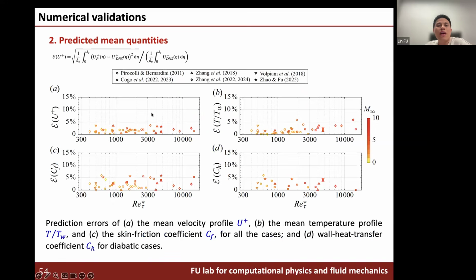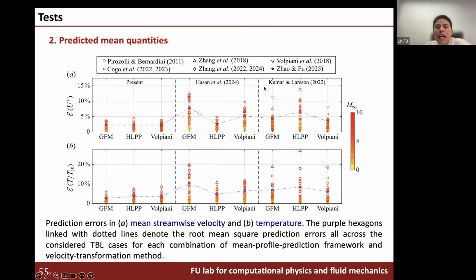In terms of the prediction error for velocity, temperature, skin friction, and CH, we can restrict the error to less than 5%. And compared with other methods published recently, we get the minimal prediction error. Especially with our own GFM transformation for velocity, we get a 4% error for both temperature and velocity in terms of the mean profile.